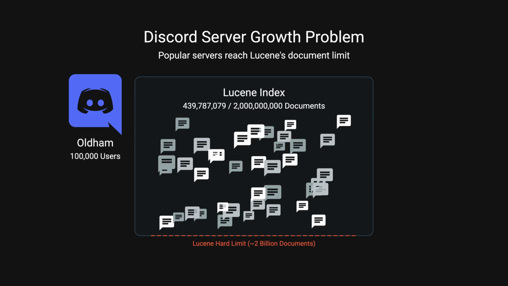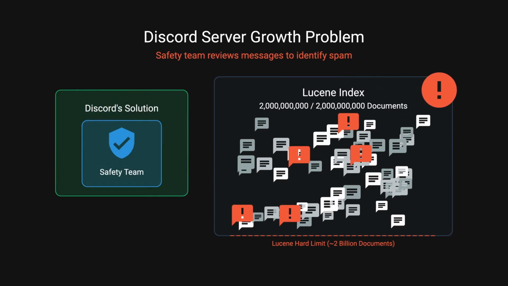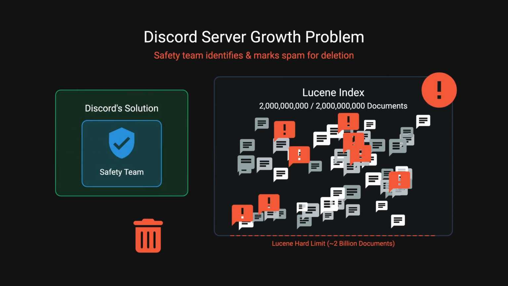Some Discord servers even grew so large that they hit their license hard limit of approximately 2 billion documents per index. You see, once this happened, all index operations would fail, and Discord's only recourse was to work with their safety team to find and delete spam messages.